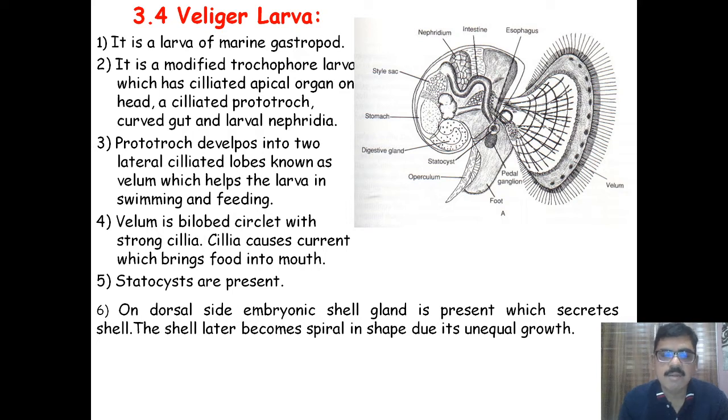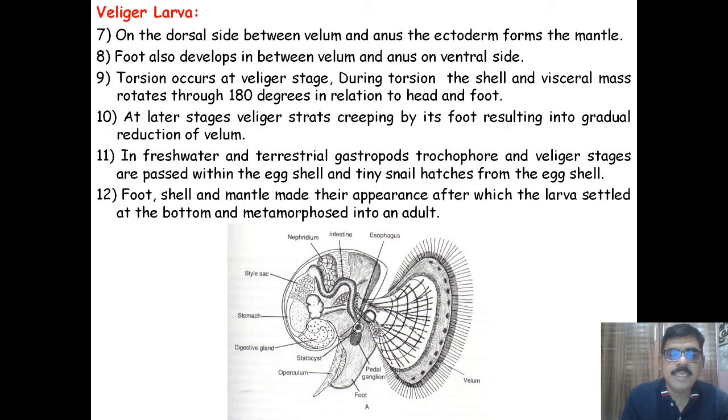The shell later becomes spiral due to unequal growth, or that we call torsion in gastropods. Then in this veliger larva, on the dorsal side between the velum and the anus, the ectoderm forms the mantle. The foot also develops between velum and anus on the ventral side.